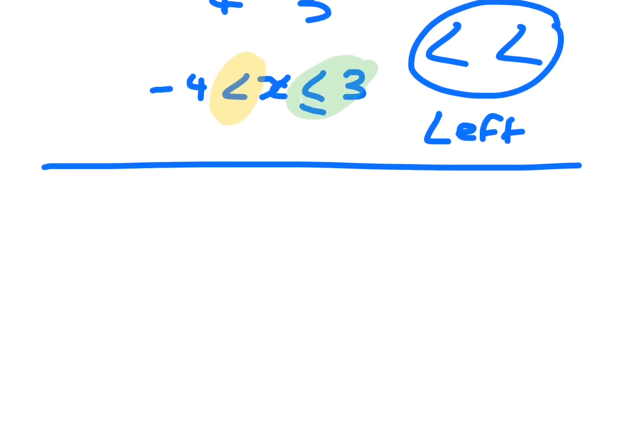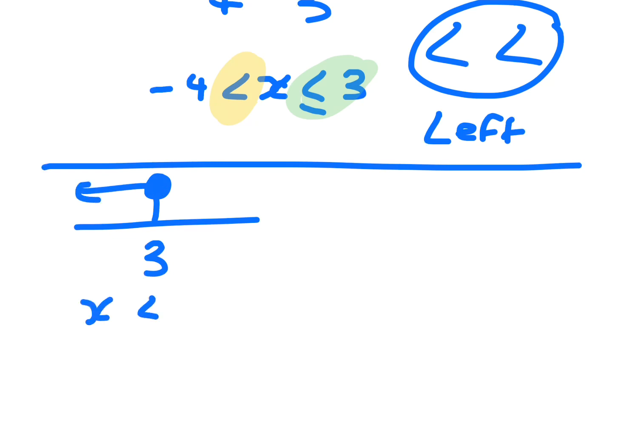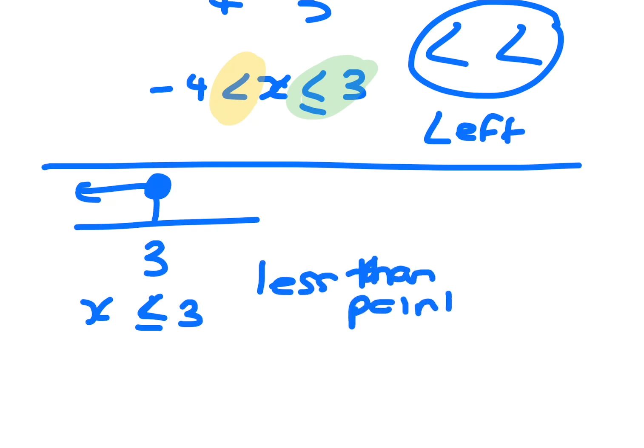Okay, so I just want you to realise too, if you've got a 3 and you've got one going that way, see that's x is less than or equal to 3. Think of less than points left. Okay, and the greater than points right. So left, less than left.